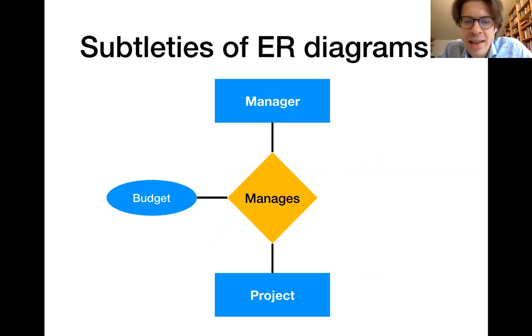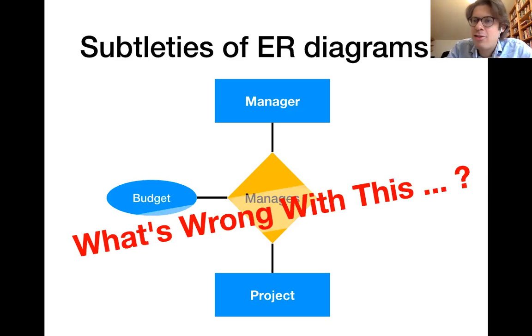Now let's discuss a different scenario. Here we are modeling the manager-manages-project relationship, and here we have a budget. Let's say this budget is meant to represent a budget that one specific manager has in order to manage all of that person's projects. Same question as before: can anyone tell me what is wrong with this representation?